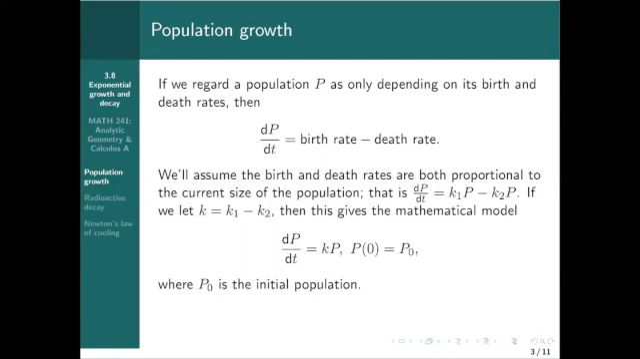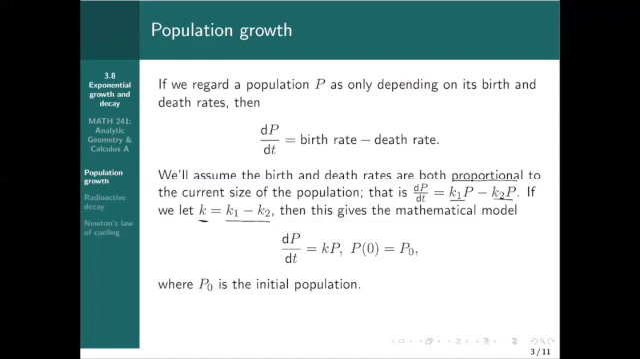Being proportional to the size of the population means that they are simply a multiplication of the population by a constant. So the birth rate is going to be K1 times P, and the death rate is going to be K2 times P. In this expression, we can factor P, and we're going to have P times (K1 minus K2). And instead of dealing with two constants, we deal with only one constant, and we call it K. So this gives us the mathematical model dP/dt = kP, where P(0) = P0.